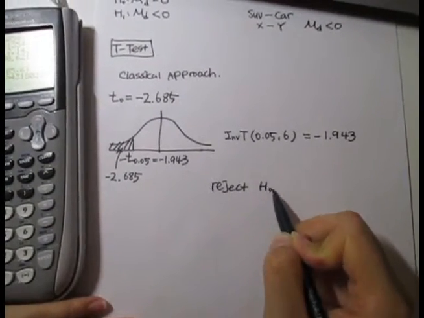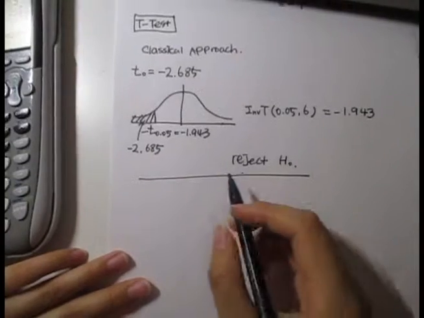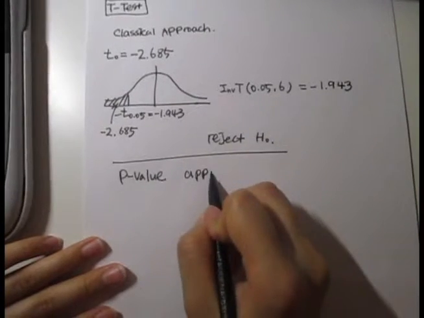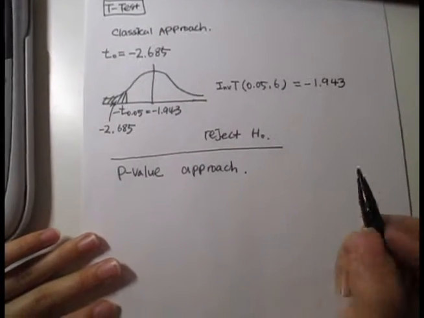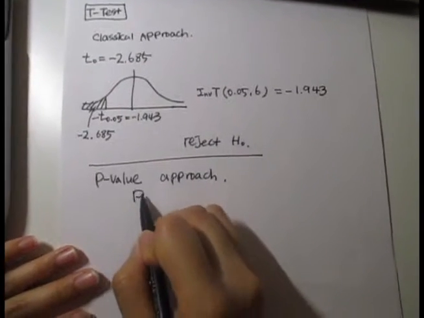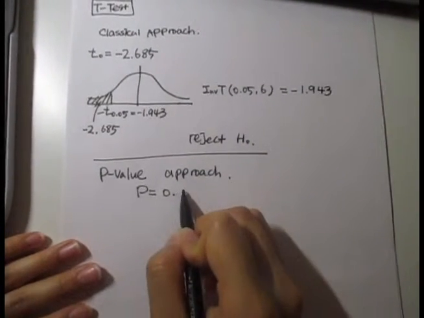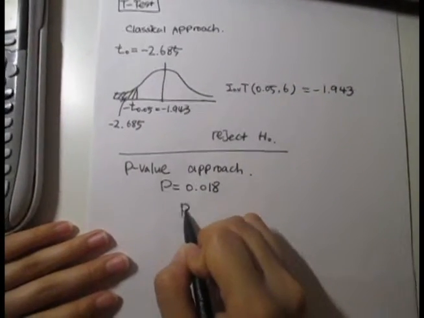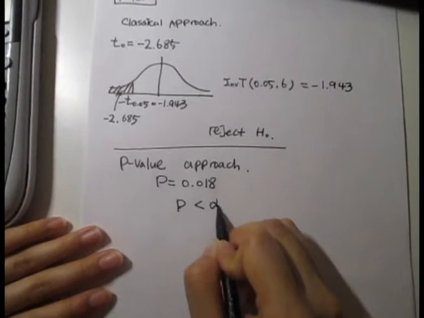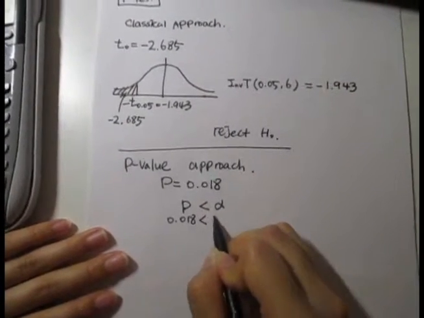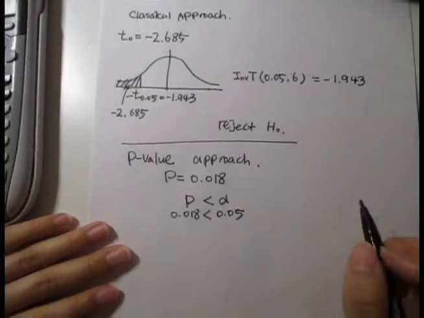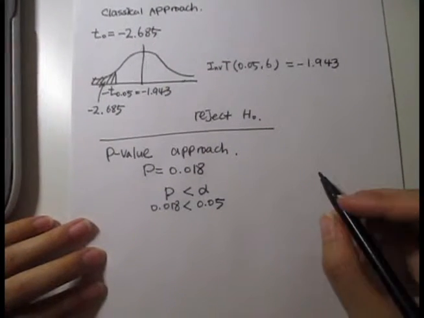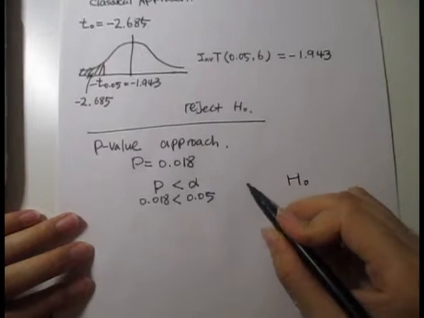Now we use the p-value approach. As we got from the t-test, the p-value is 0.018. So the p-value is smaller than alpha. Because the p-value is less than the level of significance, we reject the null hypothesis.